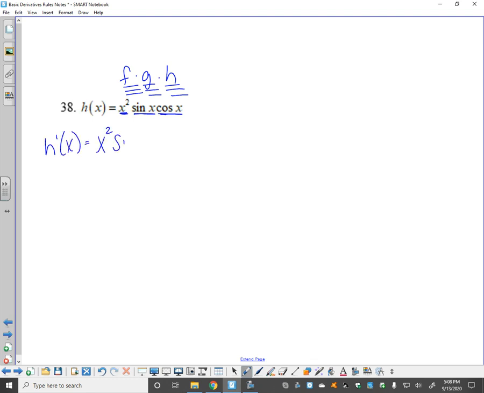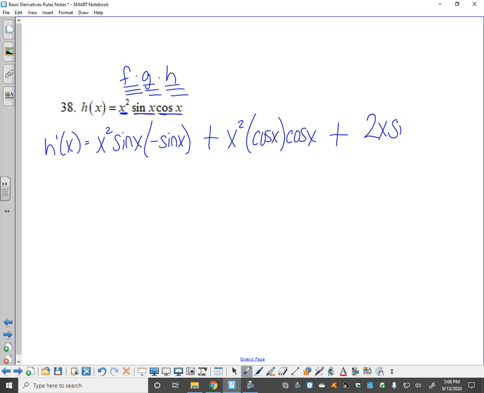Leave it, derivative. Negative because it starts with a C. Plus, leave it, derivative, leave it. Plus, power rule, derivative, leave it, leave it. Ooh, that looks familiar. We just talked about him.